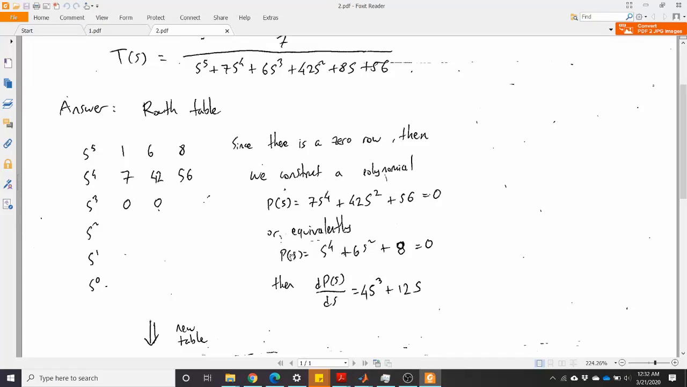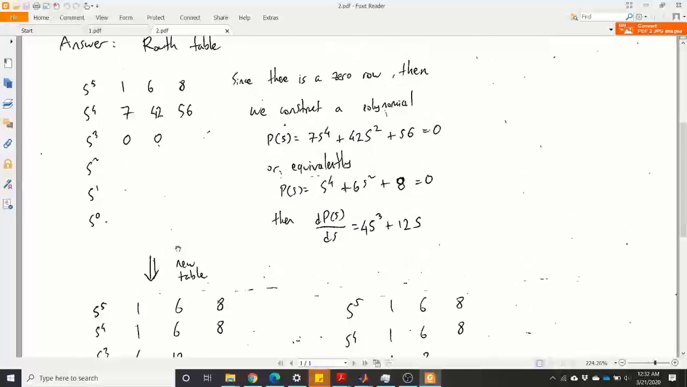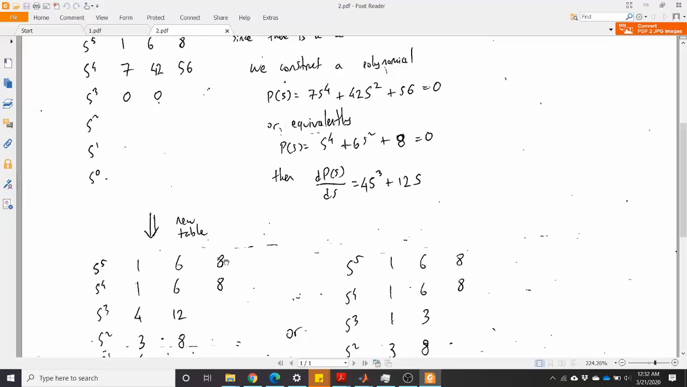So we take the derivative of this polynomial with respect to s. We get 4s cubed plus 12s, and then we put this on the s cubed row. The new table is this. So 1, 6, 8, again we multiply this row with 1 over 7, we get the same 1, 6, 8. And then this polynomial, since it is 4s cubed, on the s cubed row, we put 4, and then 12.